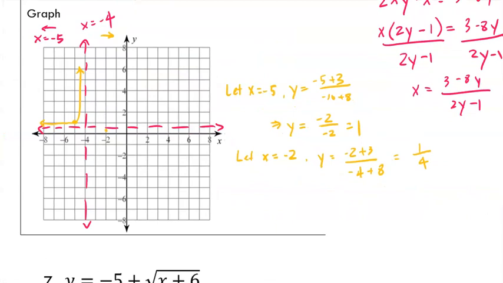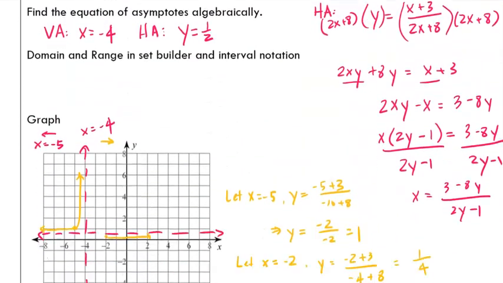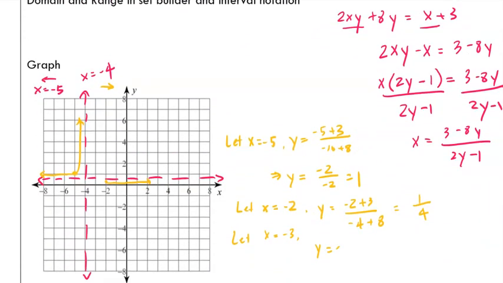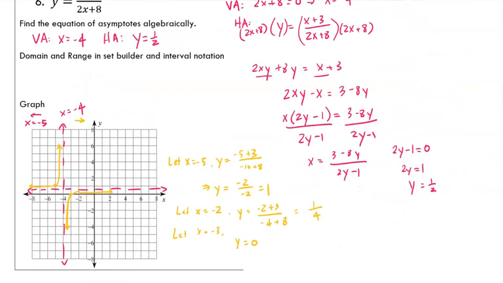Okay, and then, because I just know it's going to get closer and closer to the asymptote here. Okay, and then maybe try x equals -3. So y equals -3 plus 3 over, and then that's going to be 0. Kind of like that.